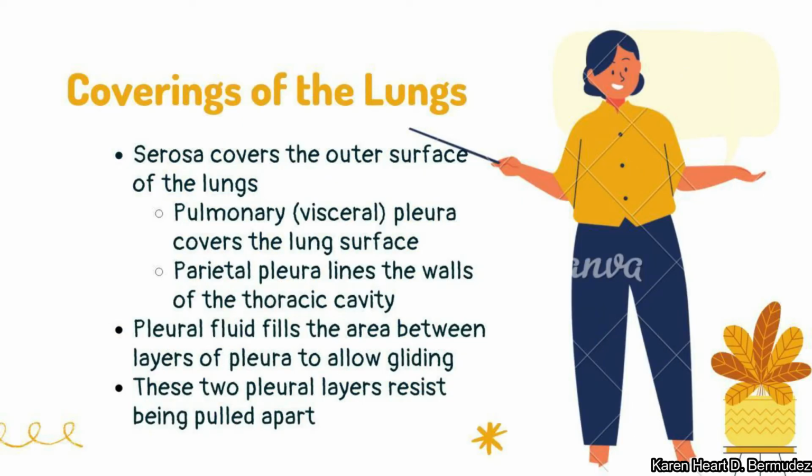Serosa covers the outer surface of the lungs. Pulmonary or visceral pleura covers the lung surface. Parietal pleura lines the walls of the thoracic cavity. Pleural fluid fills the area between layers of pleura to allow gliding. These two pleural layers resist being pulled apart.